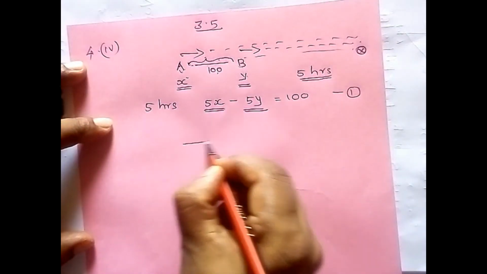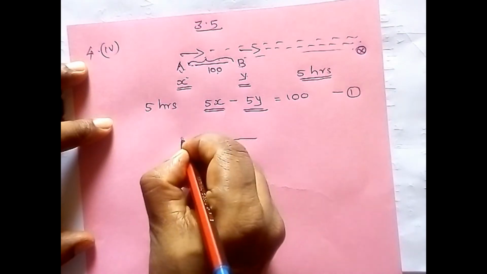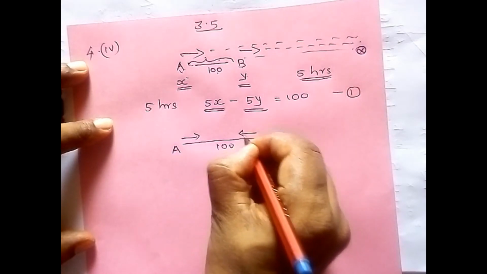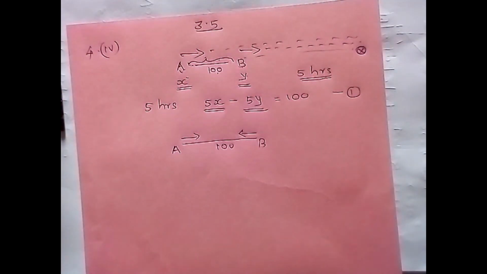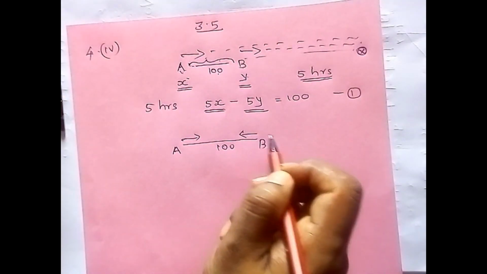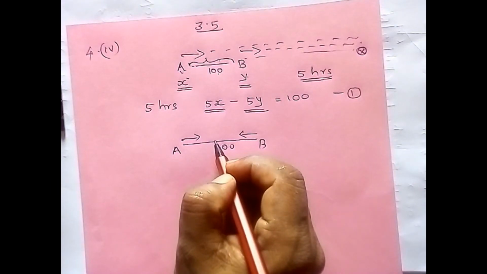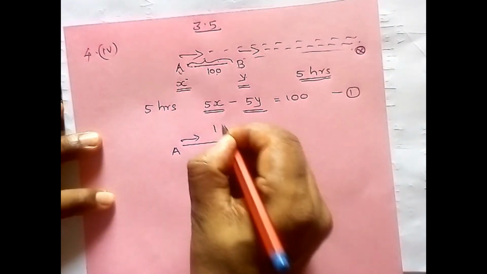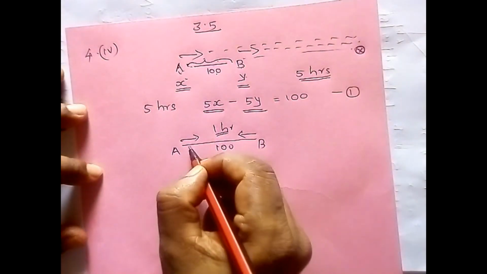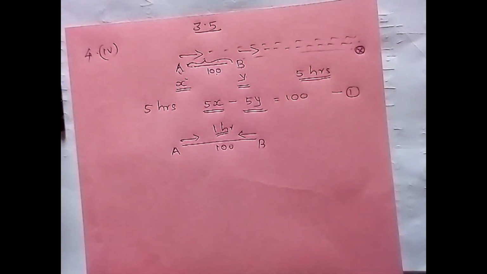Now the second statement. So here actually again, from here A is starting and B is starting towards the opposite direction. If they travel towards each other, that means A is traveling towards B and B is traveling towards A. They meet in 1 hour. So in 1 hour, what is the total distance traveled by A and B?